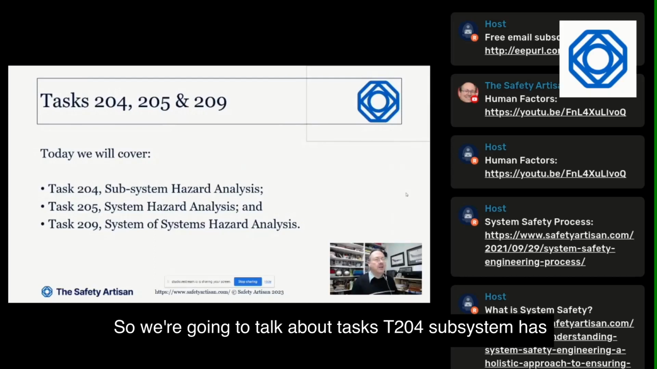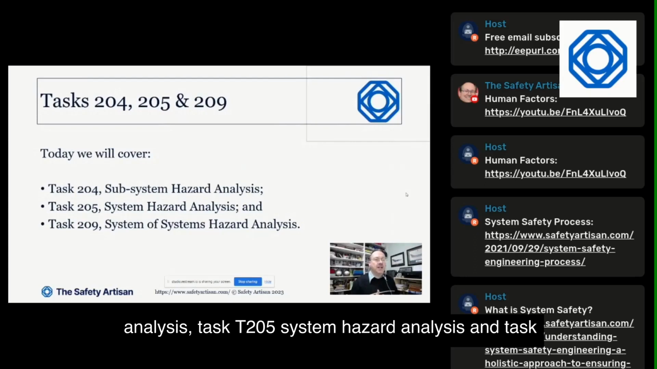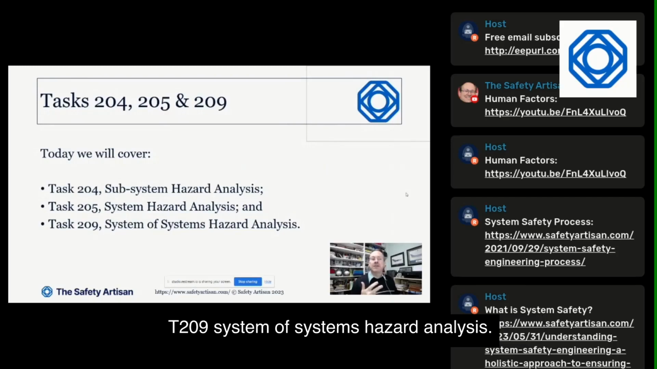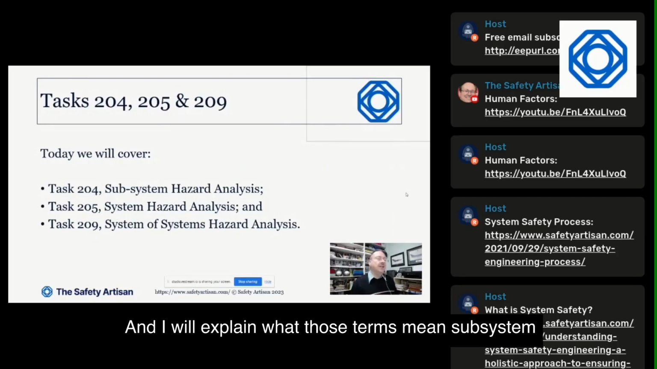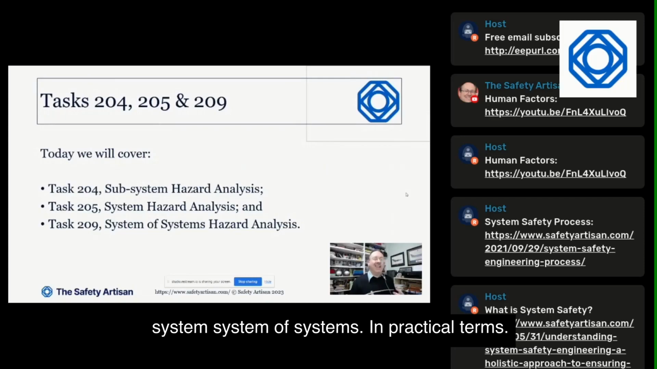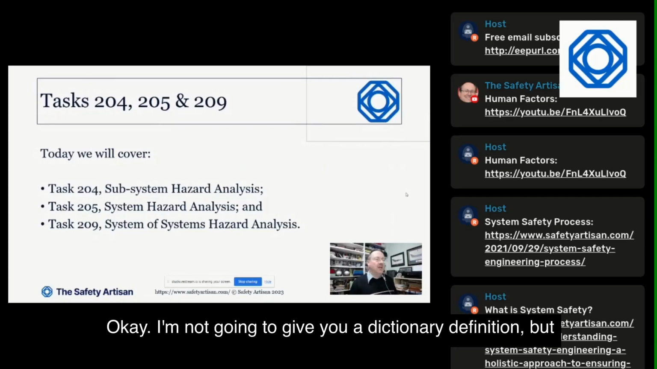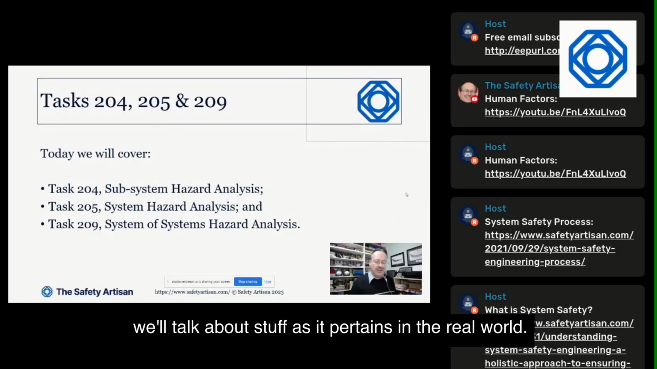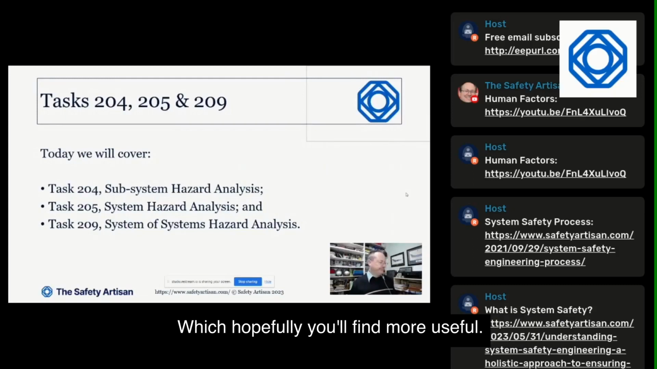We're going to talk about task 204, subsystem hazard analysis, task 205, system hazard analysis, and task 209, system of systems hazard analysis. And I will explain what those terms mean, subsystem, system, system of systems, in practical terms. I'm not going to give you a dictionary definition, but we'll talk about stuff as it pertains in the real world, which hopefully you'll find more useful.